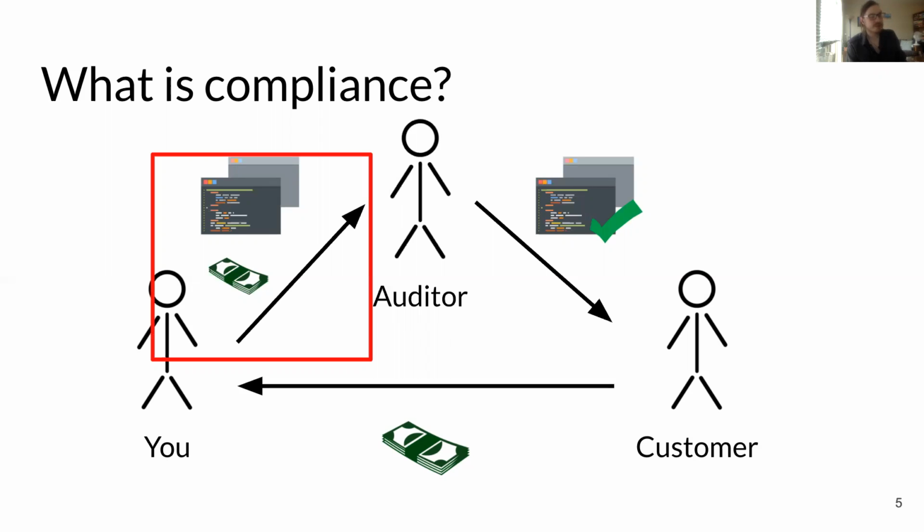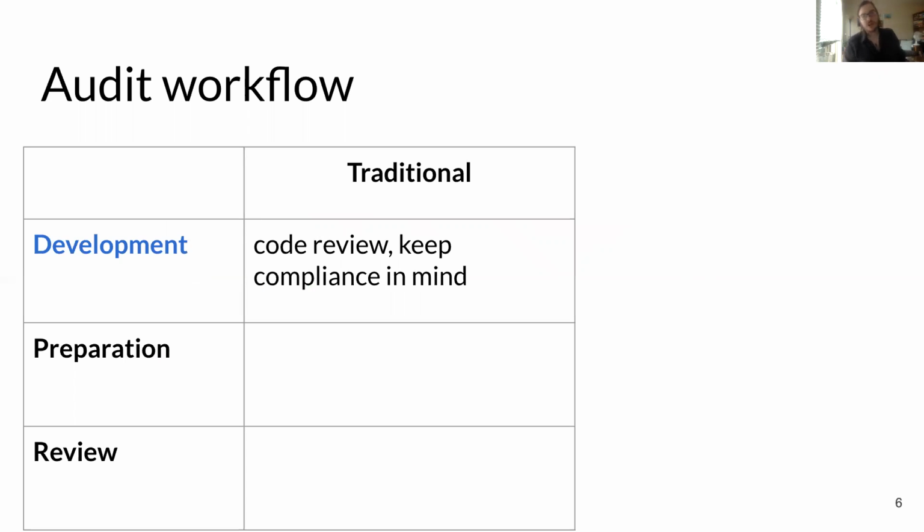So today, what I want to focus on is this process of actually getting certified. When you're talking to the auditor as the developer, how does it work? So let's look at what a traditional audit workflow looks like. We're going to look at the three stages. The first stage, development, is when you're actually writing the software.